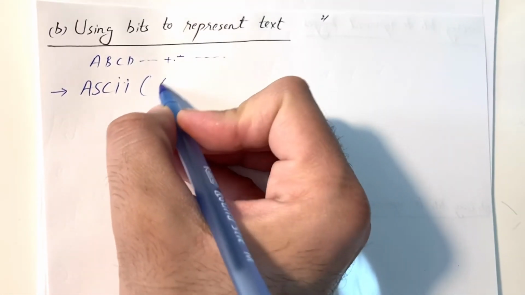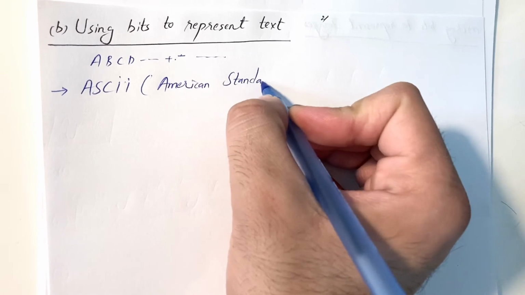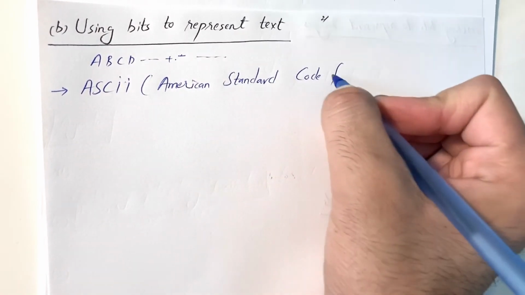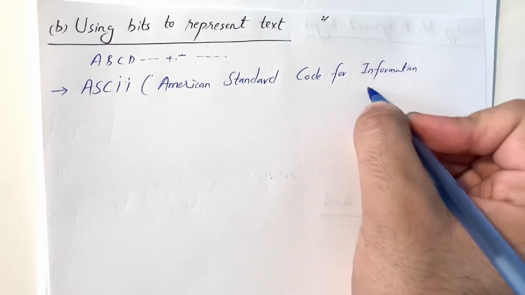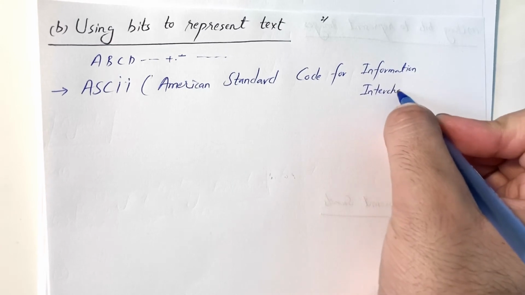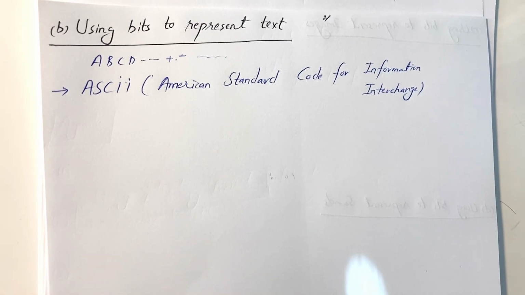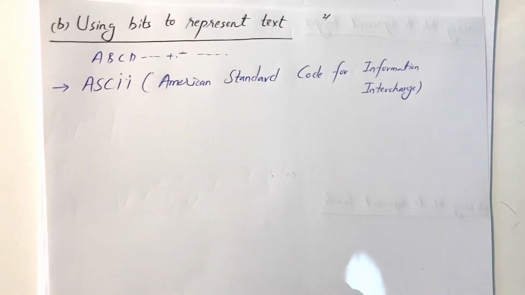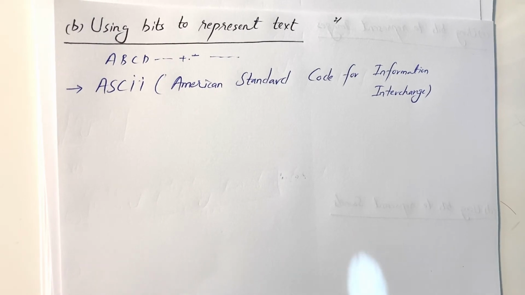So ASCII stands for American Standard Code for Information Interchange. So there is a code for each character. It is already a prefixed code, and for all the characters, from uppercase letters, lowercase letters, to some special characters, there is a special code. And we use an ASCII table. I will show you guys the ASCII table during the class time.